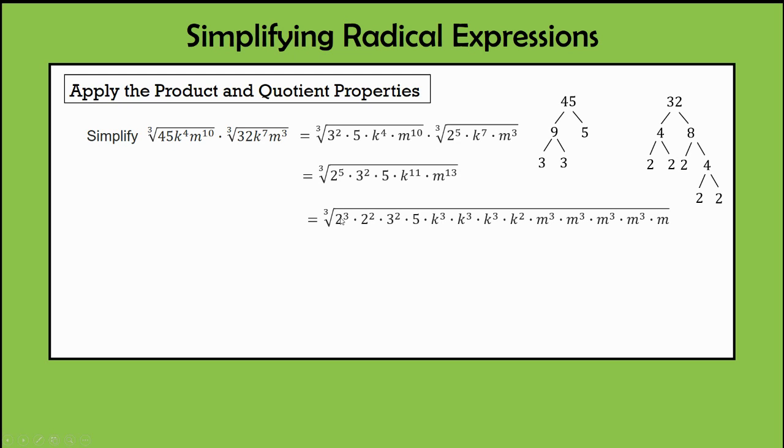And now the cube root cancels the cube. So anything written to the 3rd power now can come out from underneath. So I'm going to get the 2, 3 k's, 4 m's, and then those are gone. And then what's left underneath will be the 2 squared, the 3 squared, the 5, the k squared, and the m. That's all left underneath because that wasn't written to the 3rd power. Simplifying, 2k cubed, m to the 4th. If I multiply all this together, I get 180 k squared m.